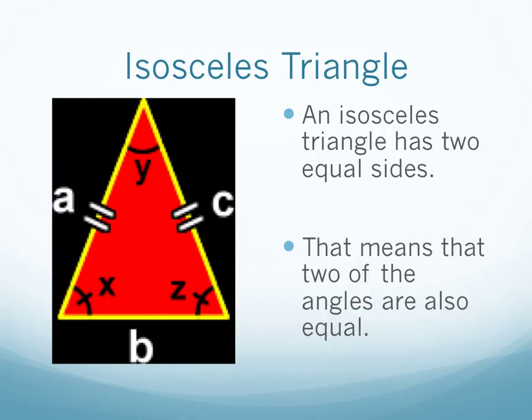Now here's your hint. I always remember that an isosceles triangle has 2 sides that are the same because of the 2 S's, I-S-O-S, and 2 S's right next to each other by that O for the 2 sides that are the same.